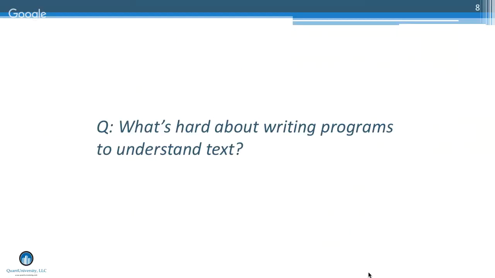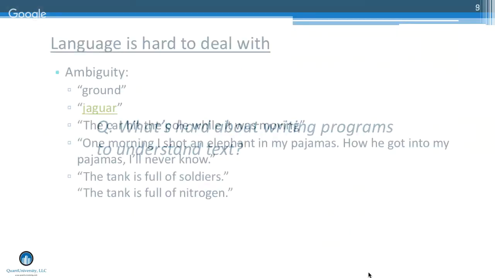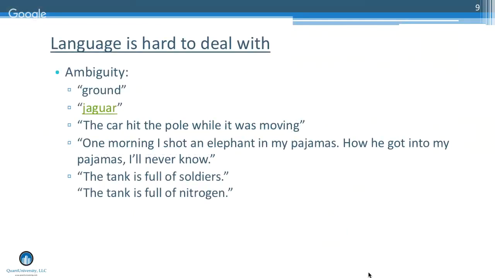How do I know that? That's one good example. There are many others. Ambiguity, right? So here are some examples. The tank is full of... what does tank mean? I don't know. Is the next word going to be soldiers or nitrogen?